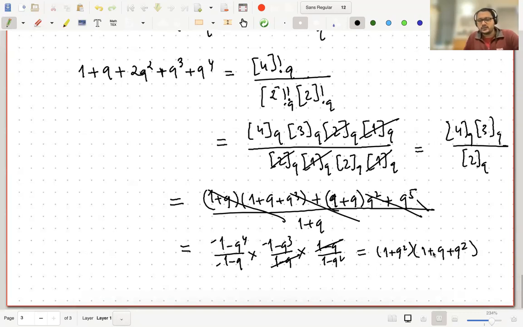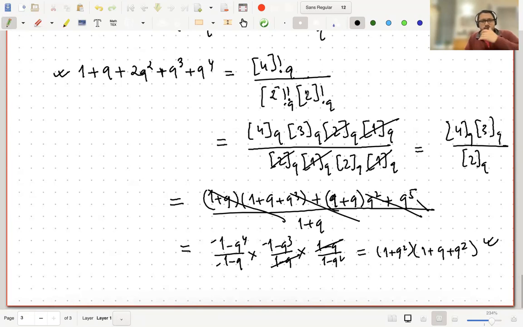And if I now expand this, then I have a 1 here. The coefficient of q will be 1. The coefficient of q^2 will be 2, so one's here and one's here. The coefficient of q^3 will be 1, so q^2 times q. And the coefficient of q^4 will be 1. So now this is okay. We have seen that this polynomial is actually equal to this.